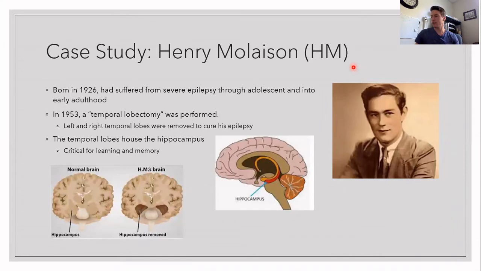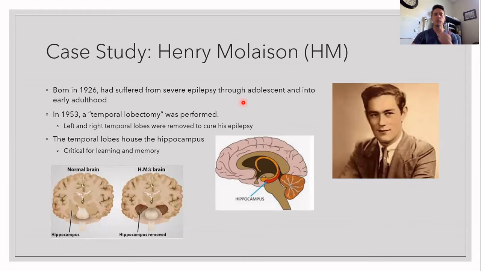And the most famous case study, which you've probably heard about in many of your other courses, but if you haven't, we'll take a little nosedive into that today, is that of H.M., or Henry Molaison. Now, H.M. had the unfortunate circumstance of being born with severe epilepsy. So he experienced severe epilepsy throughout adolescence and into early adulthood. And in fact, it was so severe that in 1953, his surgeons performed a temporal lobectomy. And this is simply a removal of the temporal lobes.